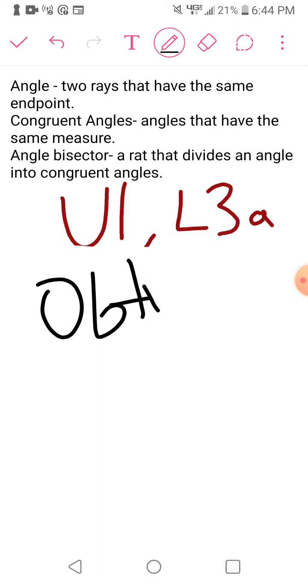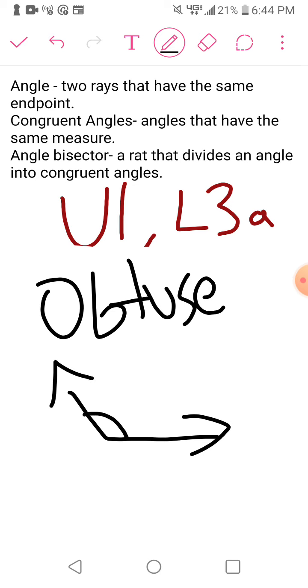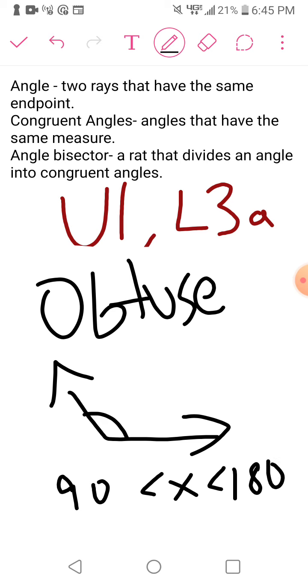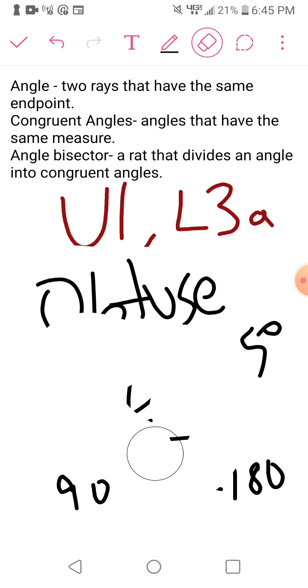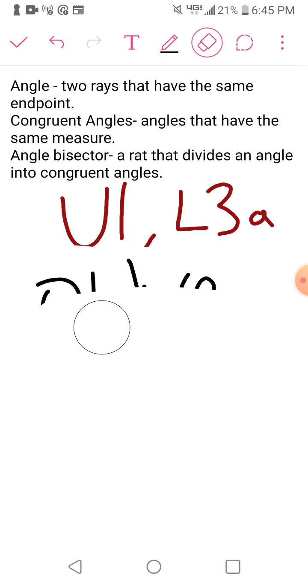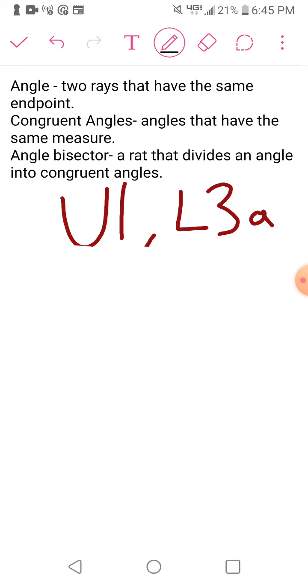So then, you have obtuse. Obtuse is an angle that's like this, and its measure is, okay, let's see, it's more than 90 but less than 180. And this one could be something like 135 degrees. That's good. Alright, then the last kind, because I said that there was 4. There's actually other ones like adjacent and complementary, but that's on the next video, I think.